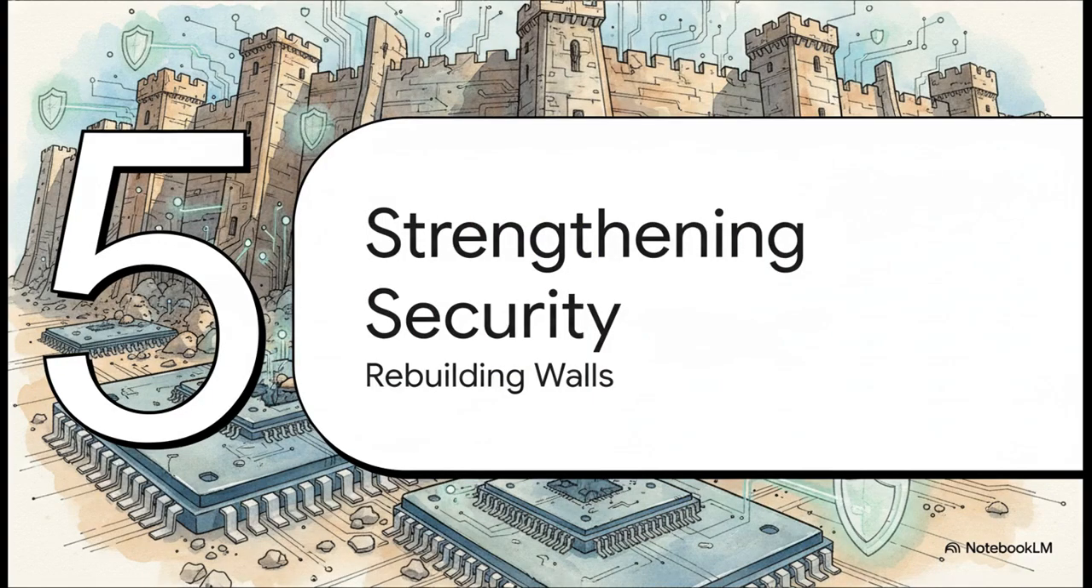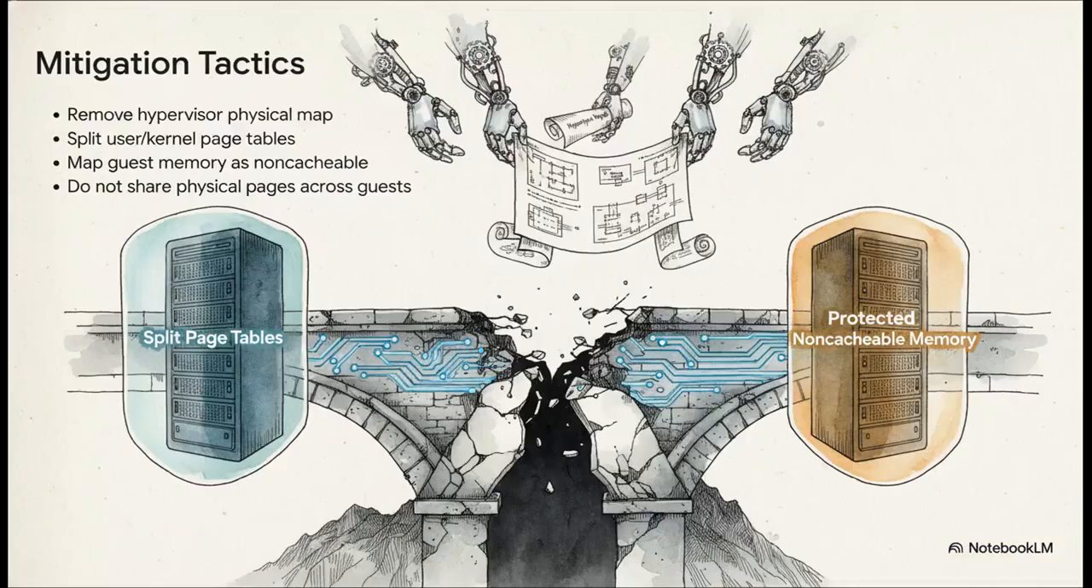Okay, part 5, strengthening host security. How on earth do we fix a flaw that is literally baked right into the silicon? We've got to rebuild those fortress walls. Since we can't exactly go and rip out all the physical hardware across the globe, we have to fight back using software and memory management.